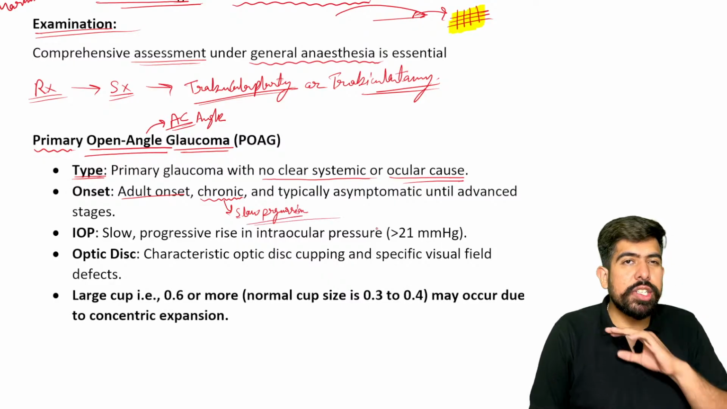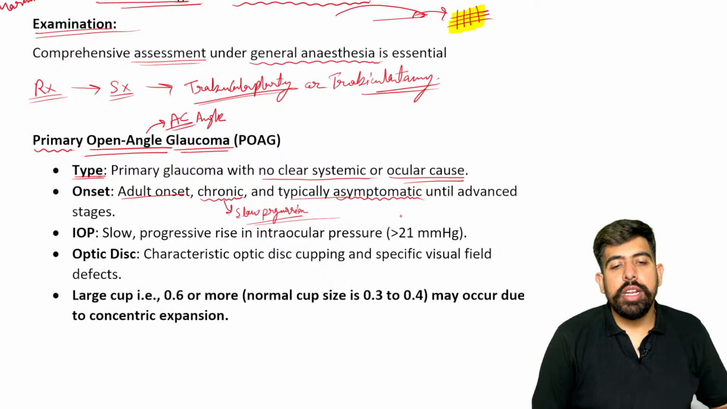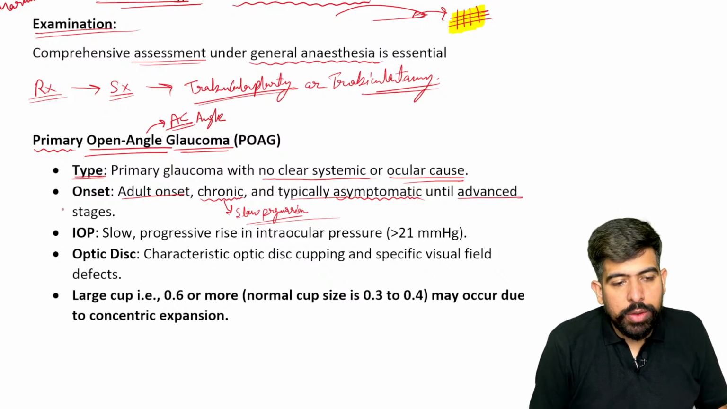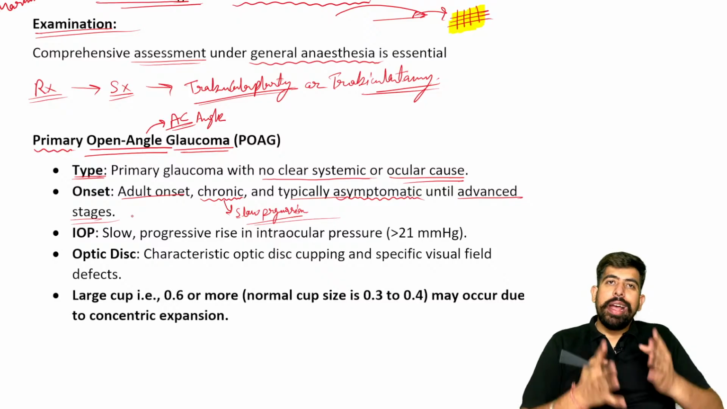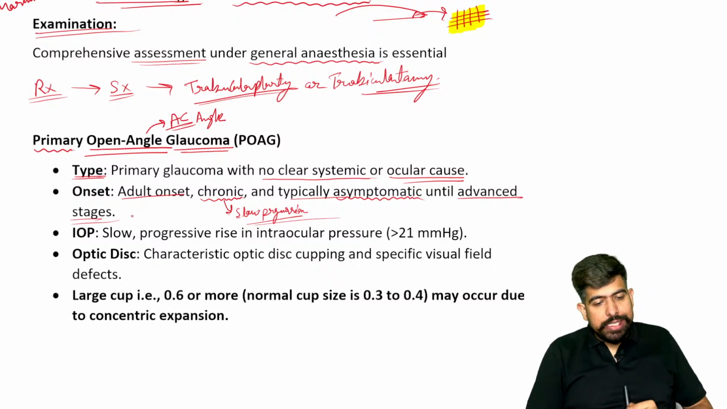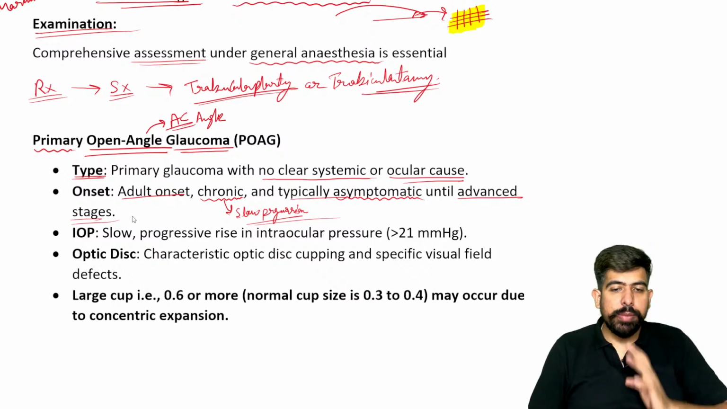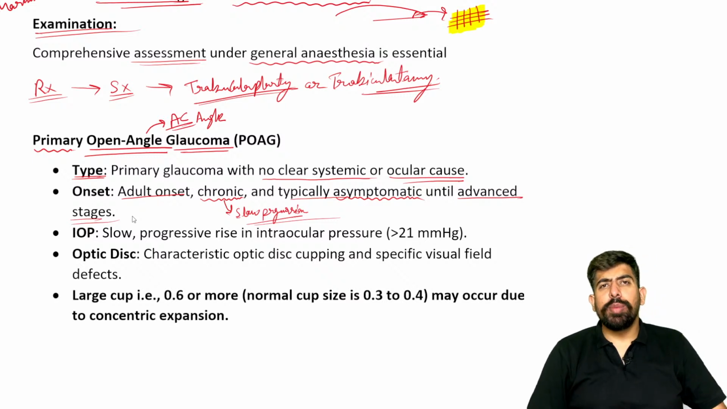Okay, this has very slow progression, and typically it is asymptomatic. Typically it is asymptomatic until the advanced stages. As it is chronic, now listen to this part: adult onset of this disease. Also, the patient is asymptomatic. What do we mean by asymptomatic, guys? The patient has no symptoms.